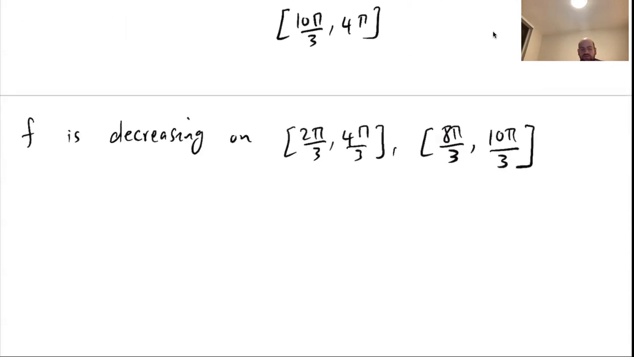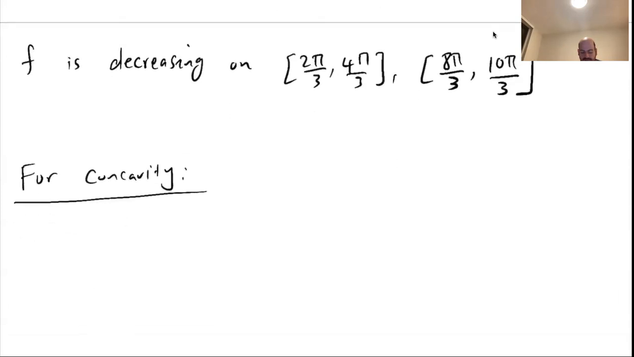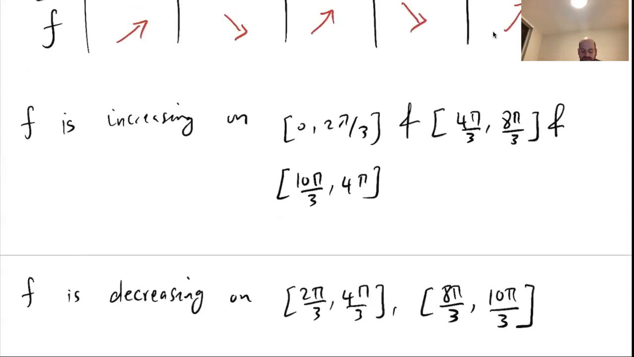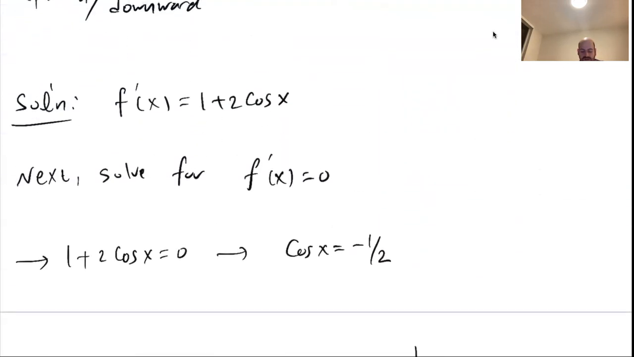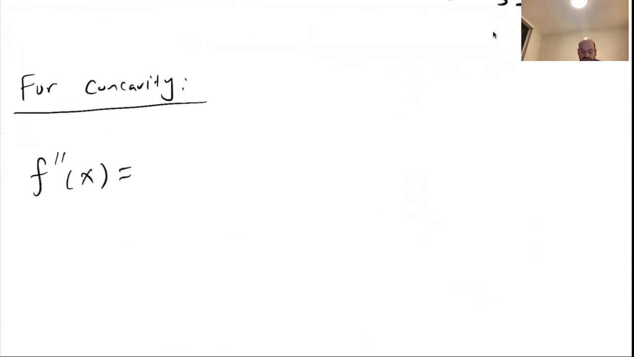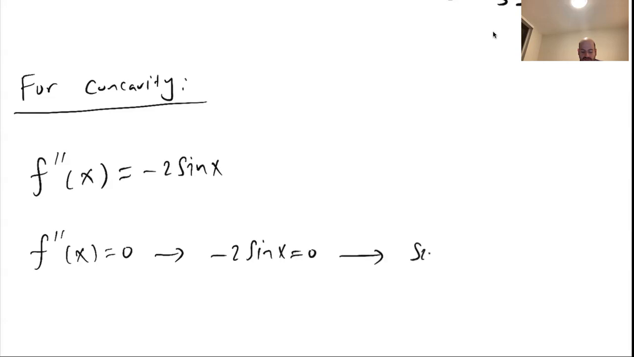Okay. Now for concavity, we know that we need the second derivative. So we need f double prime of x. F double prime of x means the derivative of the first derivative. The first derivative is 1 plus 2 cos x. So the derivative of this function is minus 2 sine x. And if I solve f double prime of x equals 0, that gives minus 2 sine x equals 0. That gives sine x equals 0.